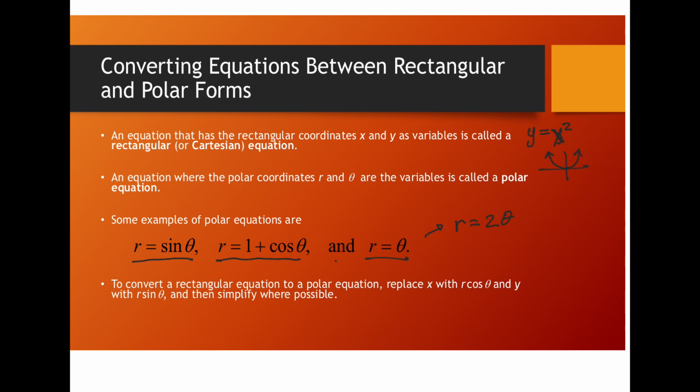But basically, how would we go from one to another? Well, let's remember the relationships: x is equal to r cosine theta, and y is equal to r sine theta. And if we remember that, there we go. We just have to do some substitutions, and we can look at what these equations would look like in polar form or vice versa.